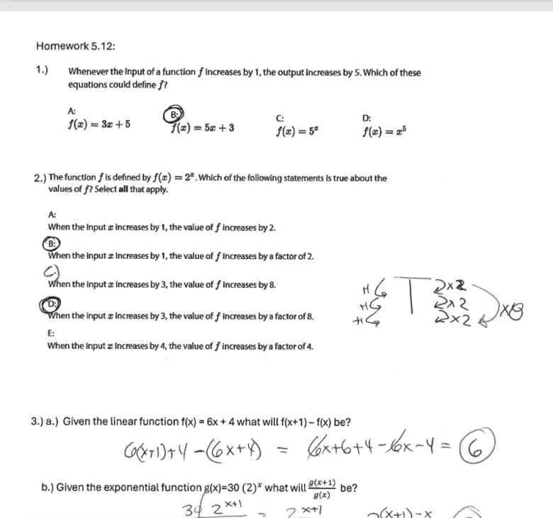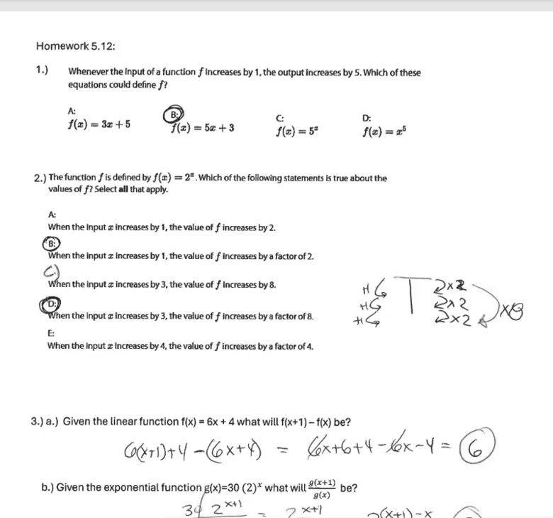The homework says, whenever the input of the function increases by 1, the output increases by 5. That's basically saying that the common difference is going to be 5. So it is going to be a constant rate of change. And the only two that have a constant rate of change are A and B because they are linear. And the one that is actually going to have a rate of change of 5 is going to be B.